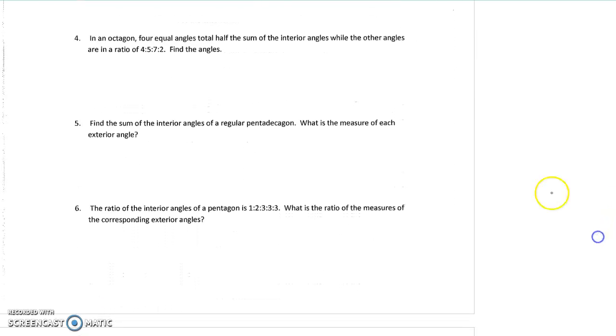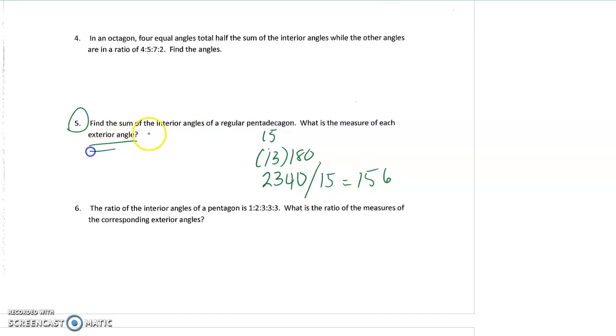All right. I'm just looking at this one. Find the sum of the interiors of a pentadecagon. Please know pentadecagon. Okay, so I'm going to take 13 times 180 to get the number. So I know it's 2340. If I divide it by 15, that's going to get me each interior angle, which is 156, but it asks for exterior, which means I need to take 180 minus 156. Now, that's an extremely long way to go about this problem because this is why.